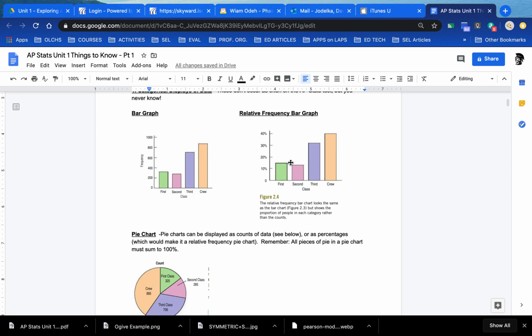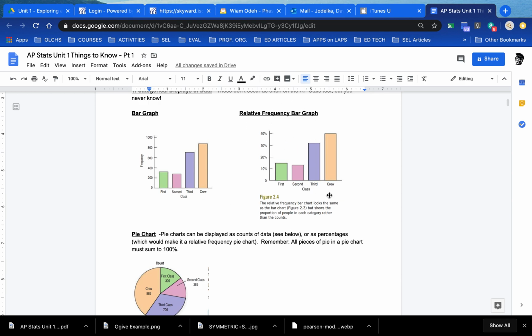So you notice the graphs are the same. But instead of telling me the count of people that were first class passengers on the Titanic, that's where this data came from, this tells you the percent of all passengers that were first class. Again, they look the same, but you want to make sure you're checking your title and your axis labels to know exactly what you're looking at.